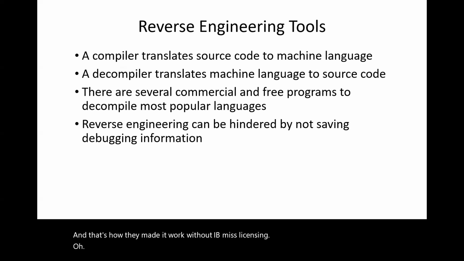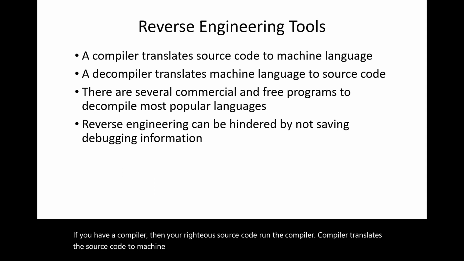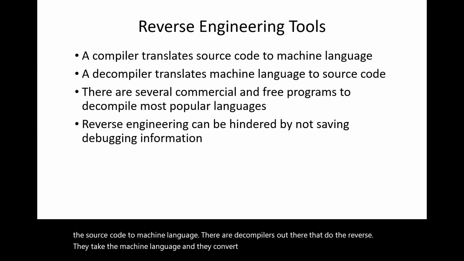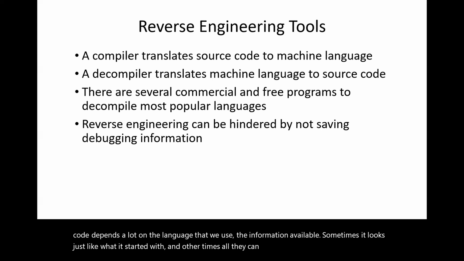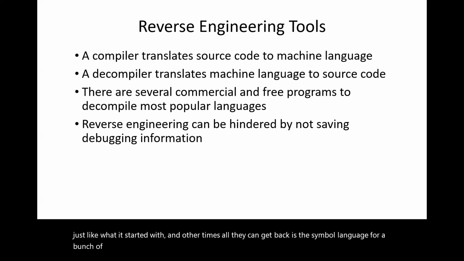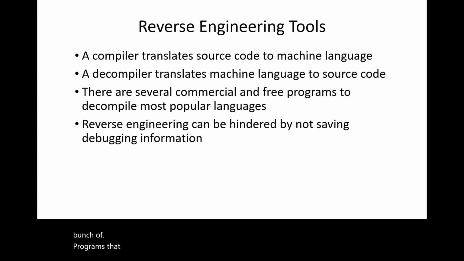If you have a compiler, you write your source code and run it through the compiler, which translates the source code to machine language. There are decompilers out there that do the reverse. They take the machine language and convert it back to source code. The level of source code depends a lot on the language and the information available. Sometimes it looks just like what it started with, and other times all they can get back is assembly language. There are a bunch of programs that will do that for you. Some of them are free, open source programs.